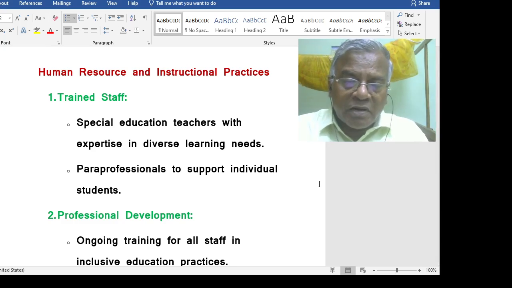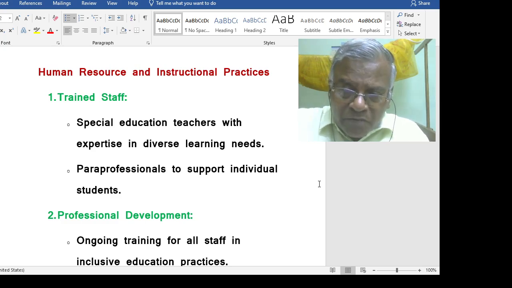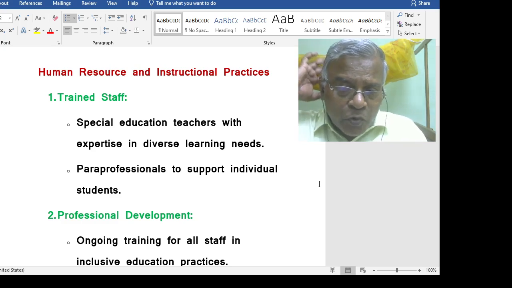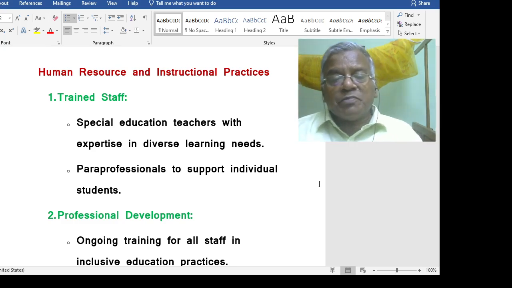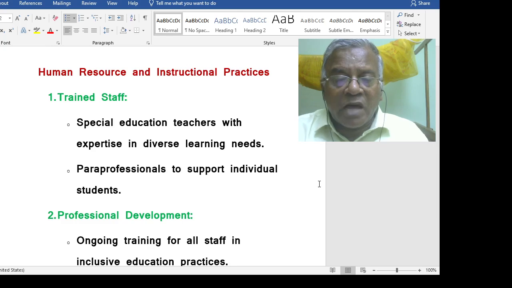It is a specific concept in this inclusive education. A paraprofessional means someone who supports that particular individual in all aspects. They have different tasks, yes. But a paraprofessional is supposed to be with the student himself, and they should help them out in studies, everything. Paraprofessionals.